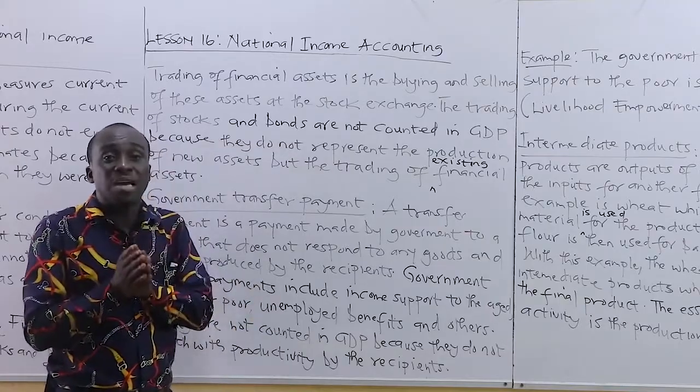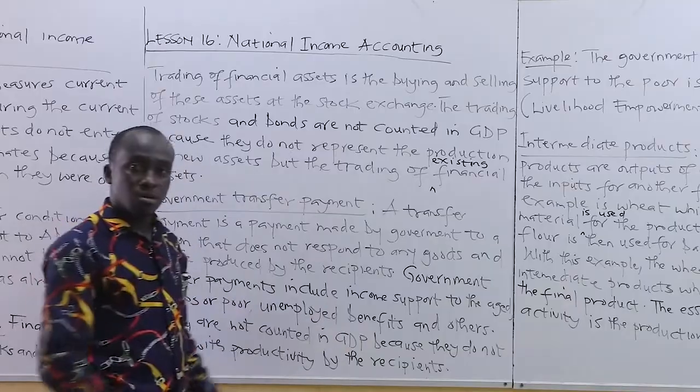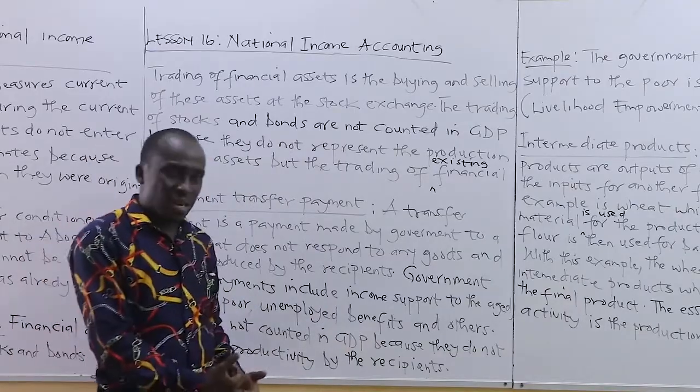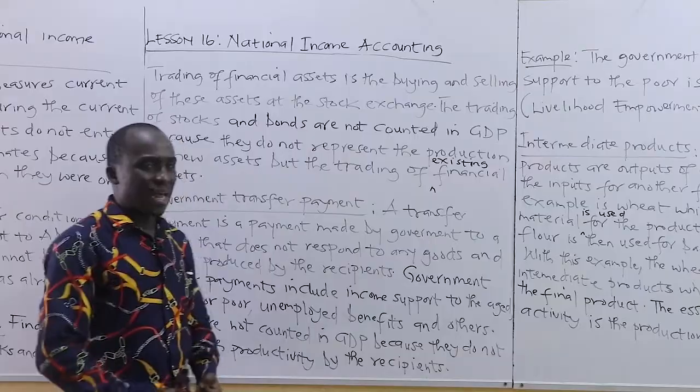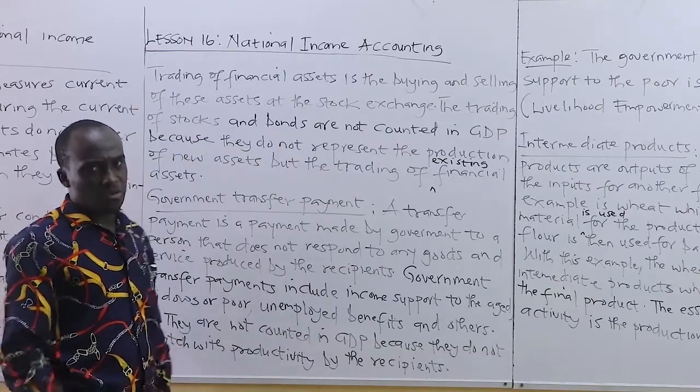If I work for the government and they pay me, they can add it to GDP because I work for it. It's productivity. But if you receive money without working for it, it's because the government is trying to support you, probably because you're economically disadvantaged. It should not be added to the year's GDP.